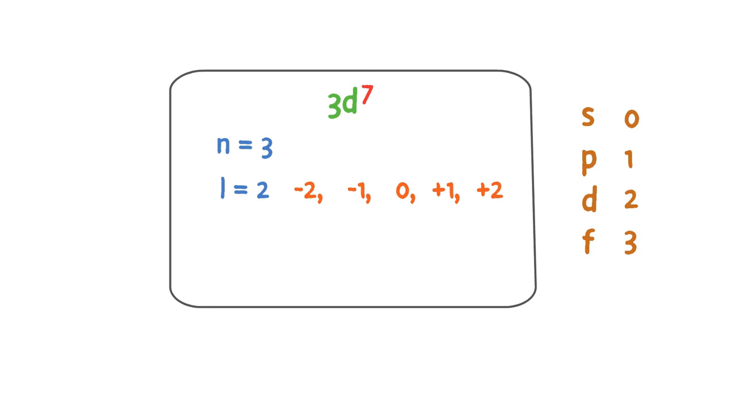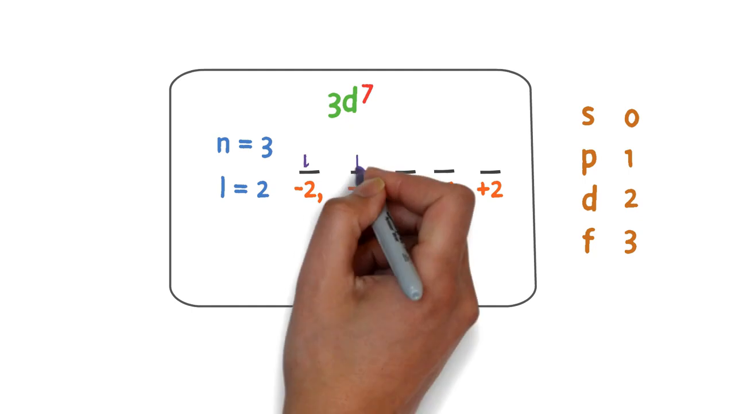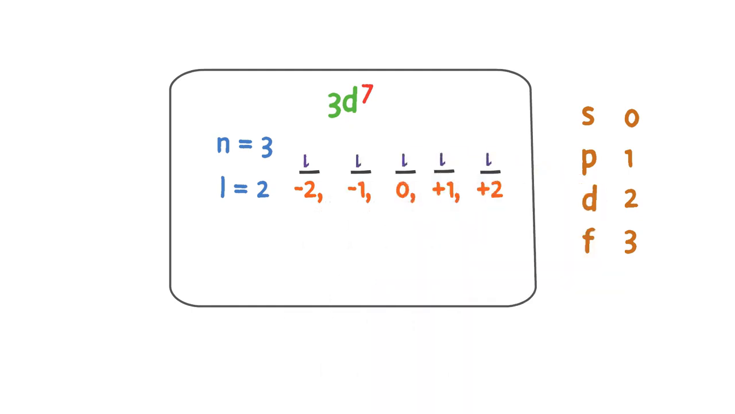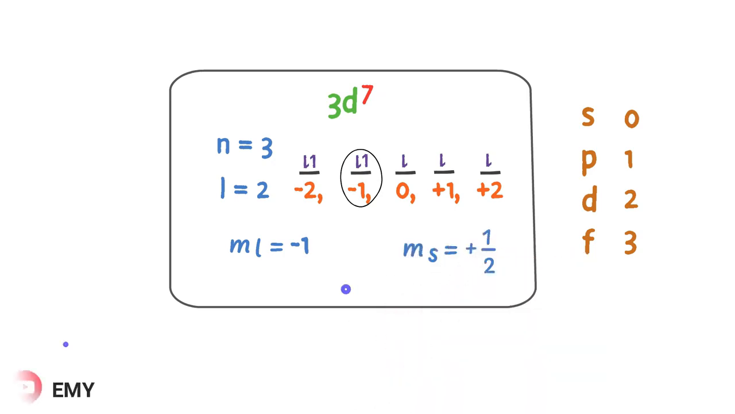Here, firstly I start placing electrons in downward direction. First electron, second electron, third electron, fourth electron, fifth electron, and then I start placing electrons in upward direction, 6th electron and 7th electron. The last electron is in the -1 orbital, so the value of ML is equal to -1. Also, the direction of the last electron is upward, so the value of MS is equal to +1/2.